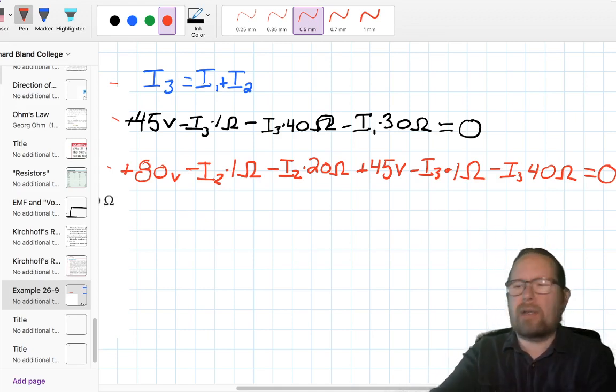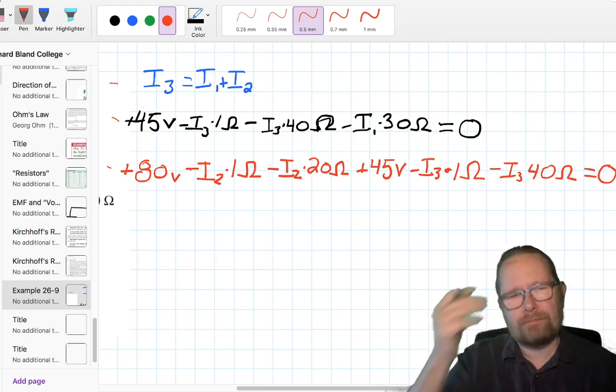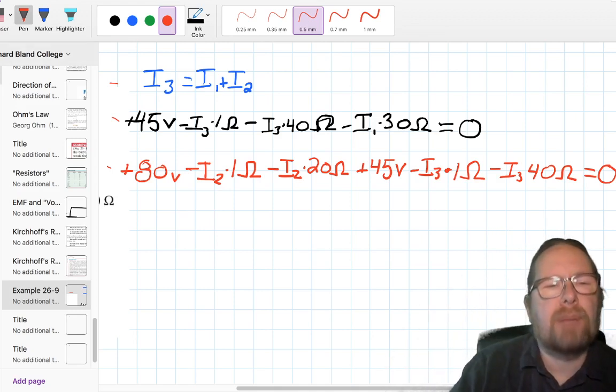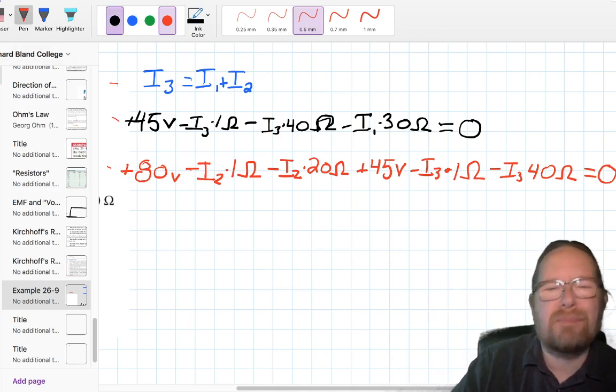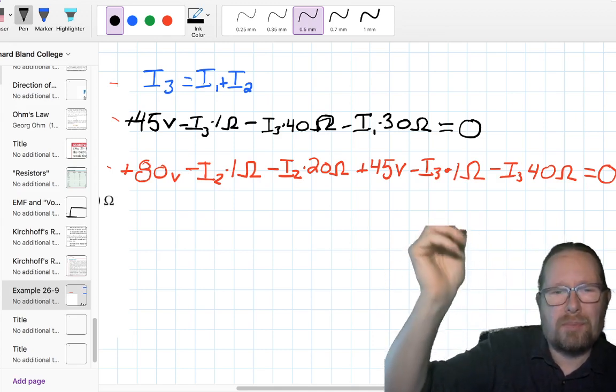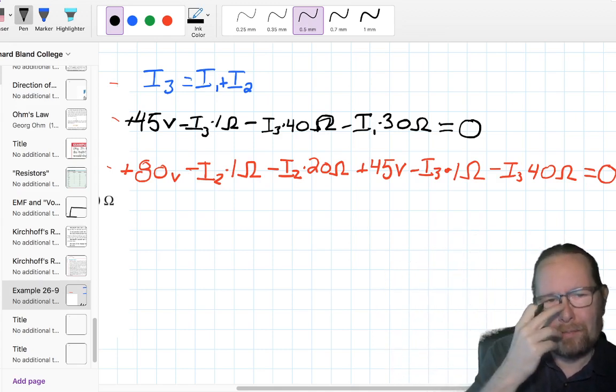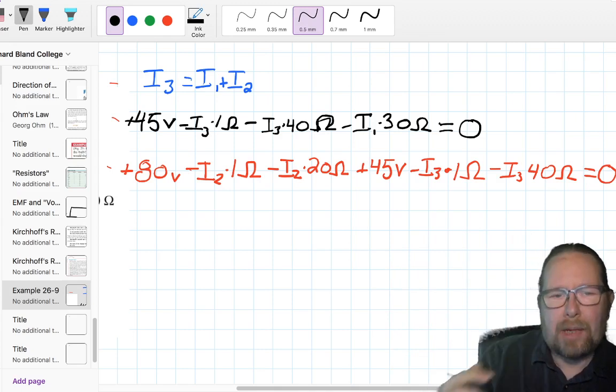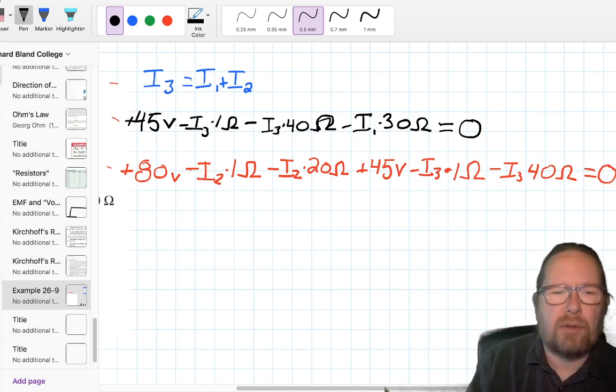I'm going to do something here that I do a lot, and it's bad form. It's bad physics, but it's good math. I'm going to throw all the units away. I don't like those omegas clogging up my calculation here. I know my answer for the current is going to come out to be amps, so I'm going to rewrite these as just algebraic equations.